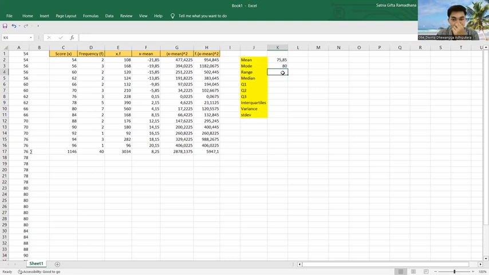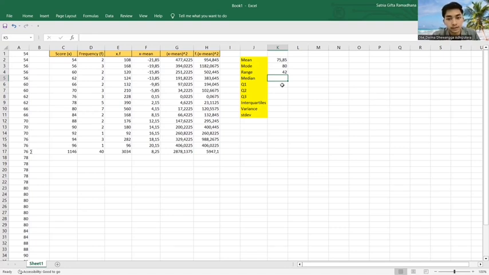And then range. Range is the max of the data of the score minus the smallest score. So just type equal, click 96, minus symbol, 54, and then enter. So we already have the range, and then we find the median.